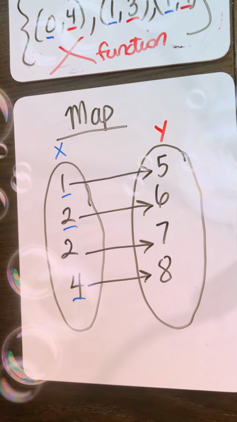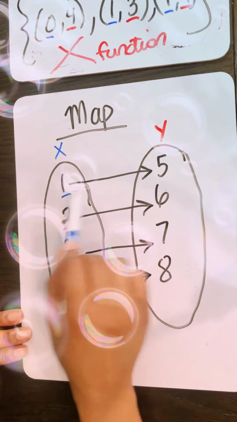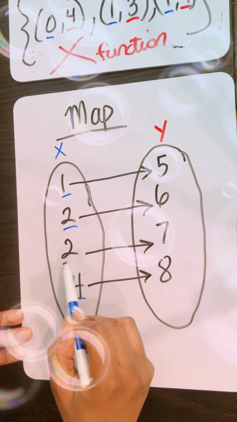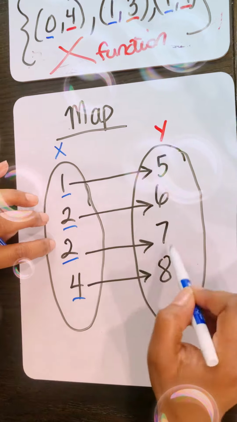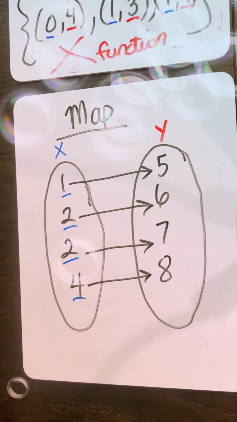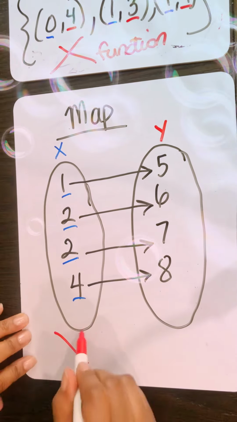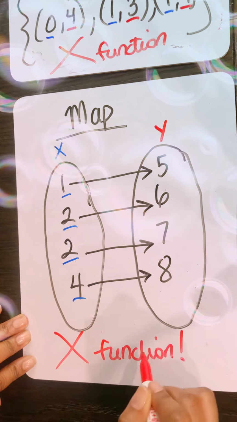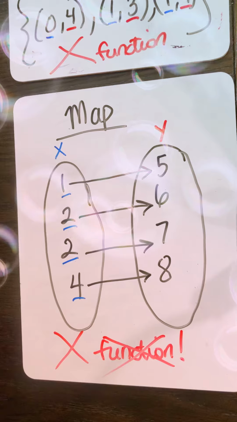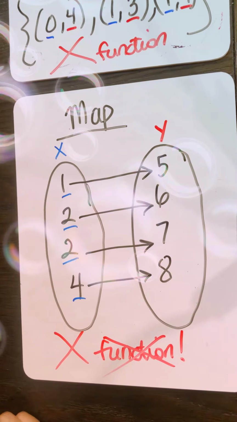If this were a 2, we would have 1 and 5, 2 and 6, but then here we would have 2 and 7. So you've got the same input, but with 2 different outputs, and that is a no-go. So that means this is not a function, okay? Not a function. So that is a map, okay?